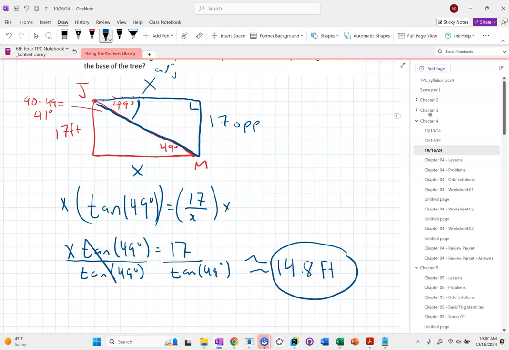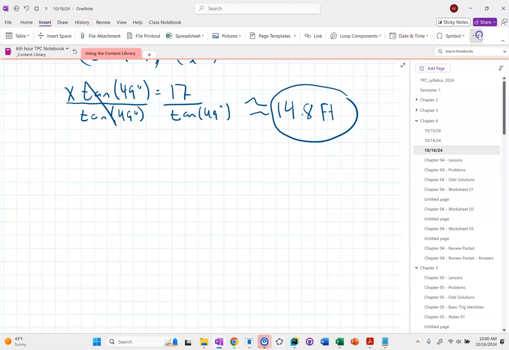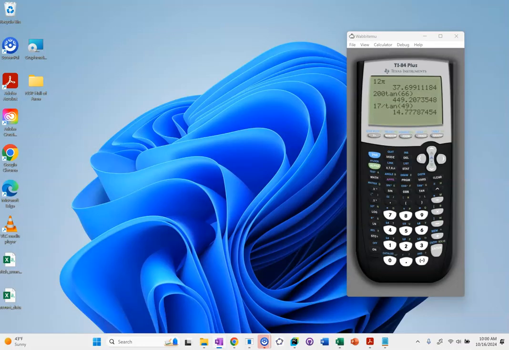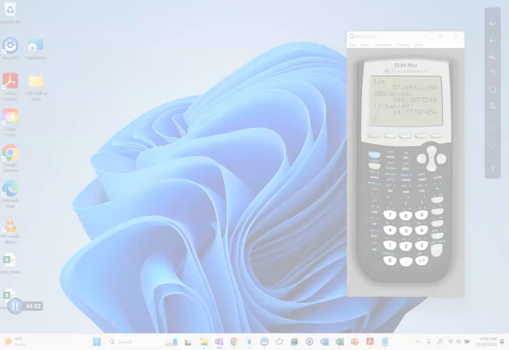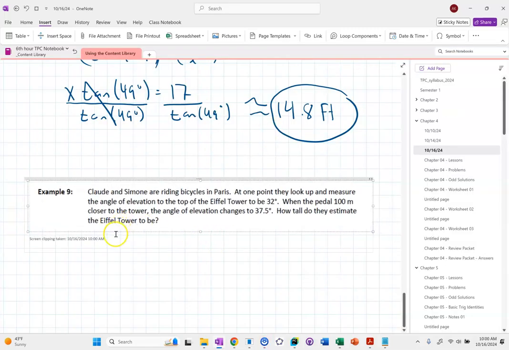What do you guys think? So far, so good? Pretty easy, right? The hardest part is getting the picture right, making sure you get your angles in the right spot. We'll do one more example and we'll be done with section 4.2. But this is a doozy of an example here, guys. So hang on to your proverbial butts.